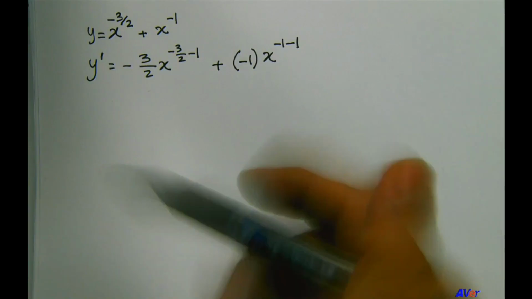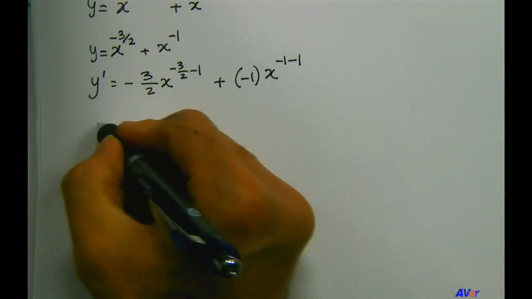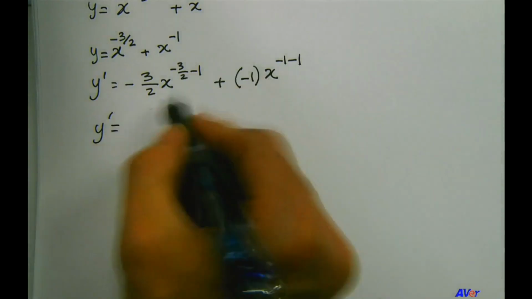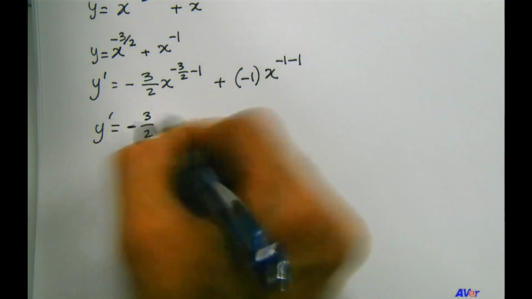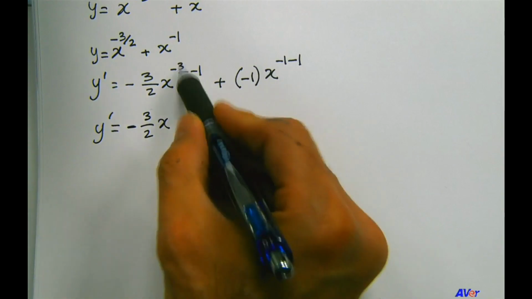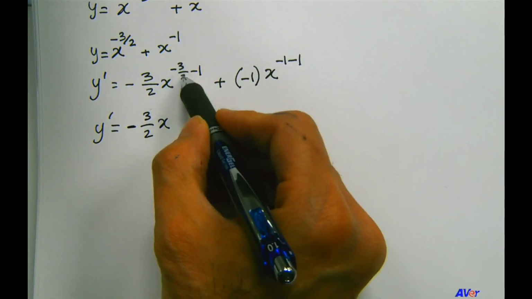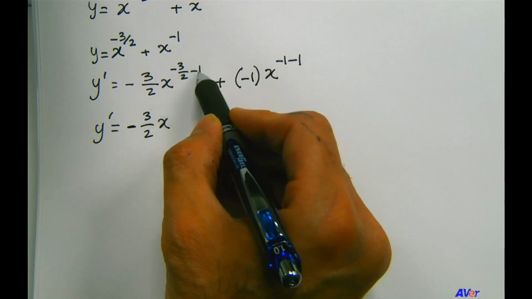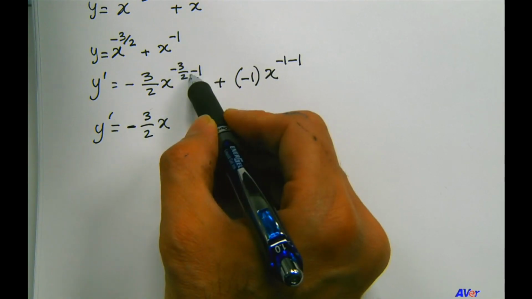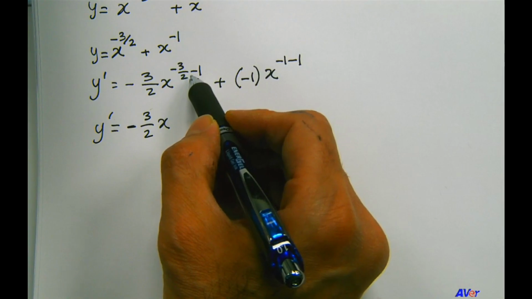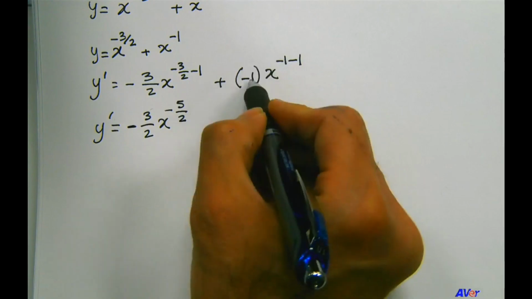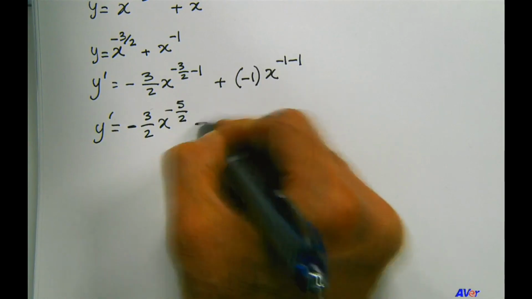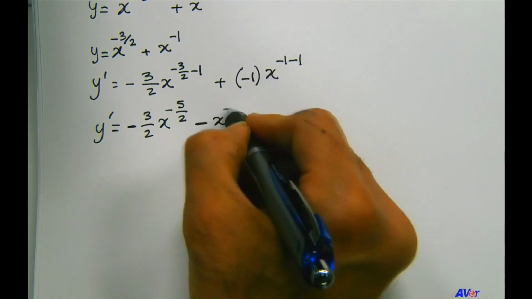So let's simplify this. And of course, at the end, we do not want to leave things with a negative power. So we have minus 3/2 times x. This is minus 1.5 minus 1. That's minus 2.5, which is minus 5/2. Plus times minus 1, that would be minus x to the minus 2 power.